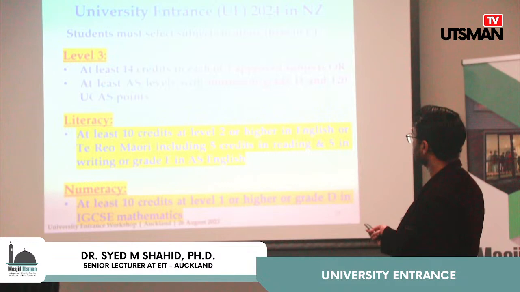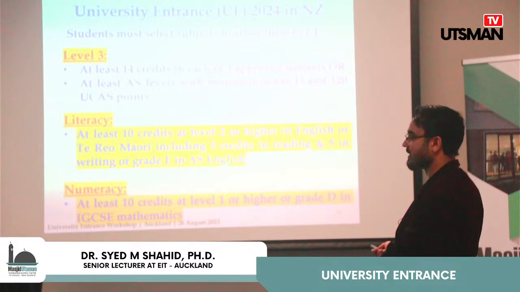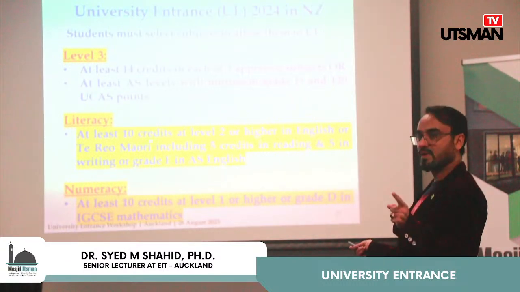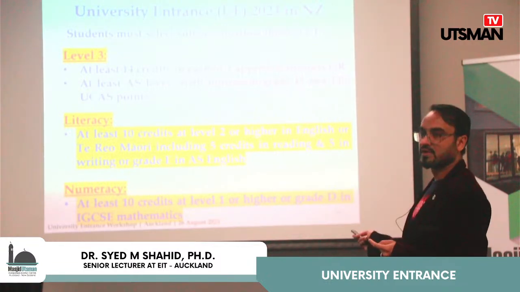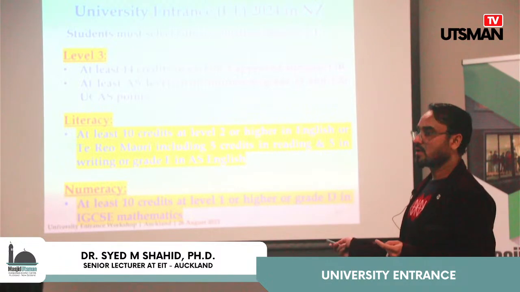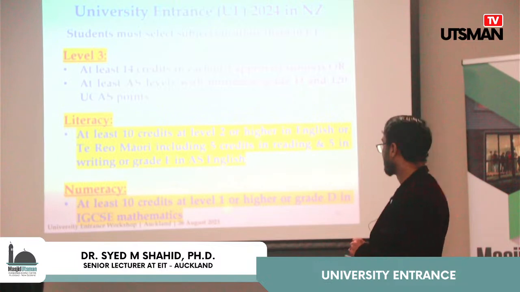So not only these credits, level 3 or AS level, you also need to have literacy and numeracy. Literacy comes from English or Maori, including 5 credits in reading and 5 credits in writing, or at least E grade in AS English. So if you are NCEA, you need to have 5 credits from reading, 5 credits from writing for English or Te Reo Maori. Or if you are coming from Cambridge with AS English, numeracy is at least 10 credits at level 1 or higher, or grade D in IGCSE mathematics.